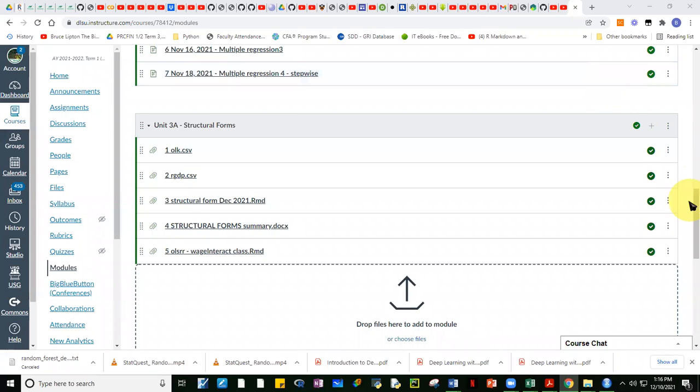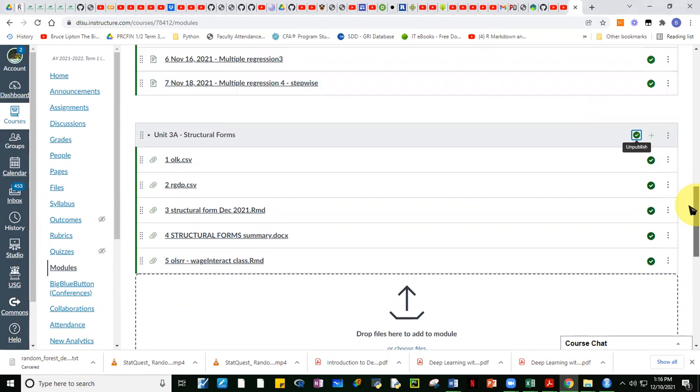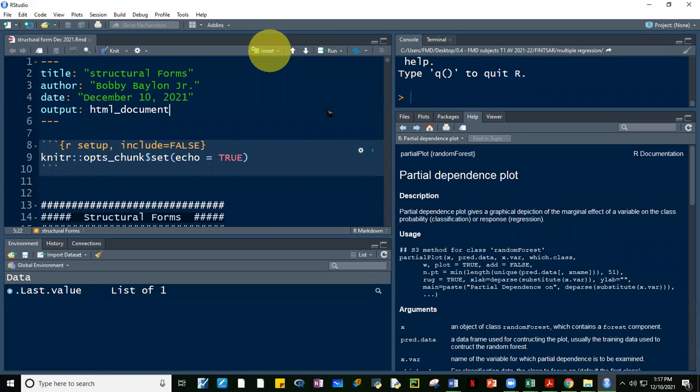So today we're going to talk about structural forms, and I have uploaded a file, module unit 3A. We're going to make use of this structural form RMD file. Kindly open this, and we will be using OLK and maybe not today, the RGP files also. There are other files that I posted here. I'll show these structural forms to you later. So let's start our discussion by opening the R file that I shared with you.